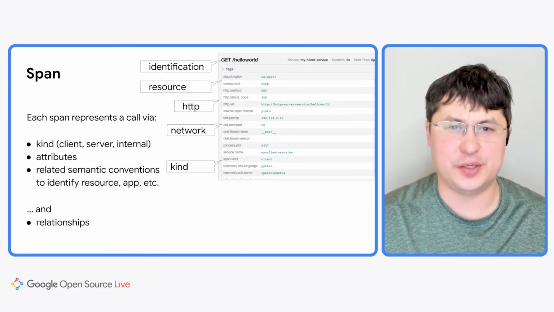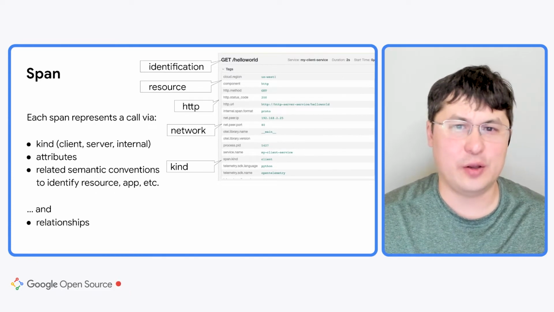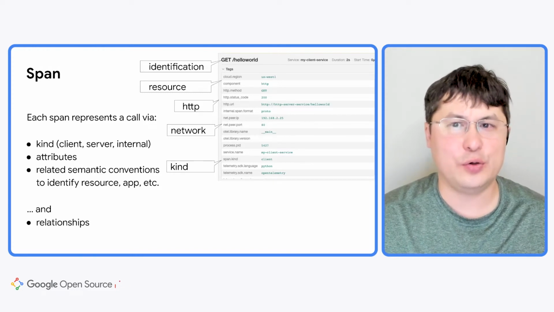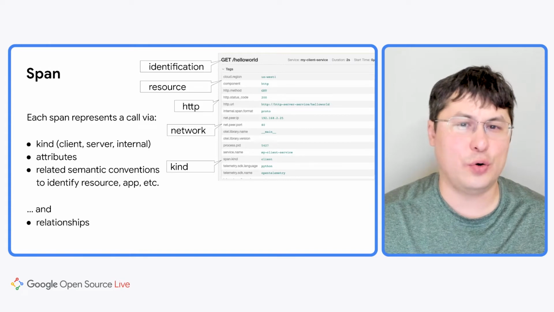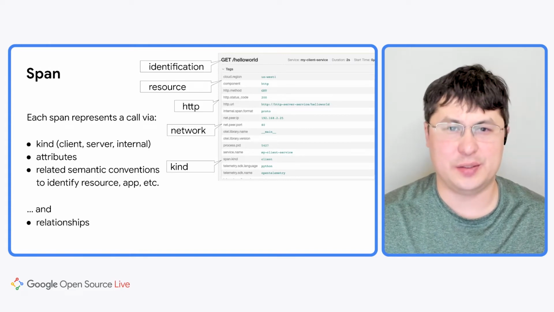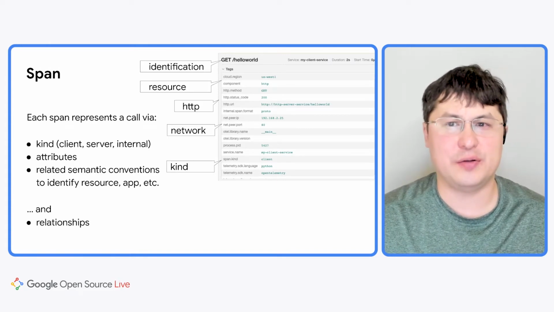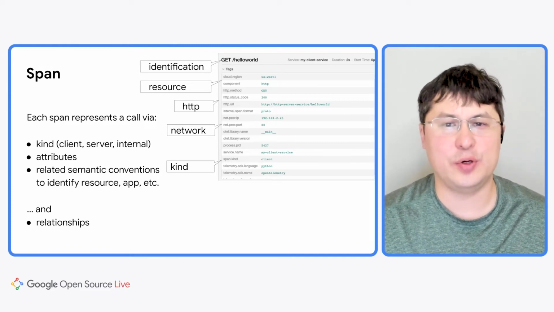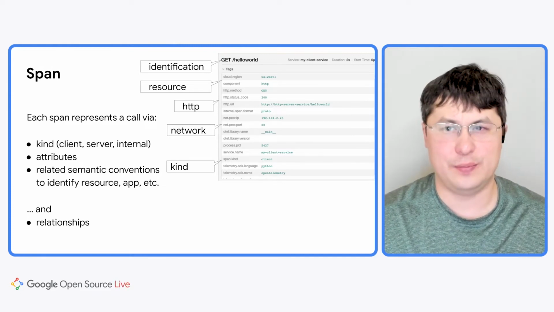All this information is very valuable to identify the span, and it's important to have it standardized. This way, the person who is looking at telemetry shouldn't need to know about specifics of an application. It doesn't matter which language this application is written in, you know that it's an HTTP call, and this HTTP call went to this specific URL.